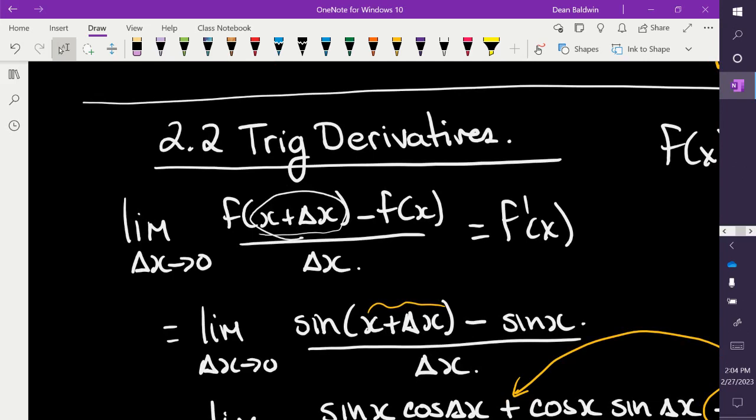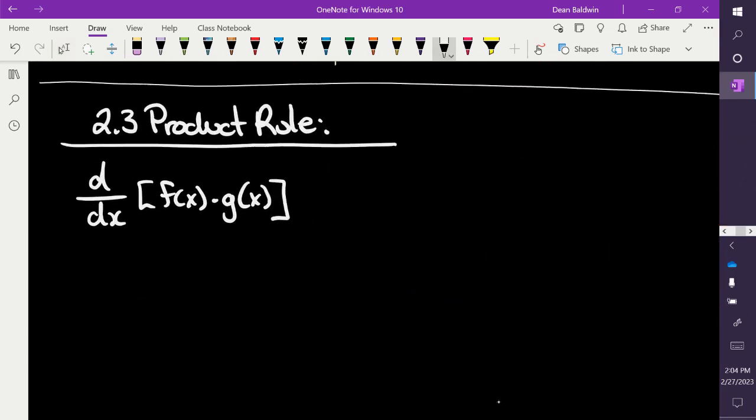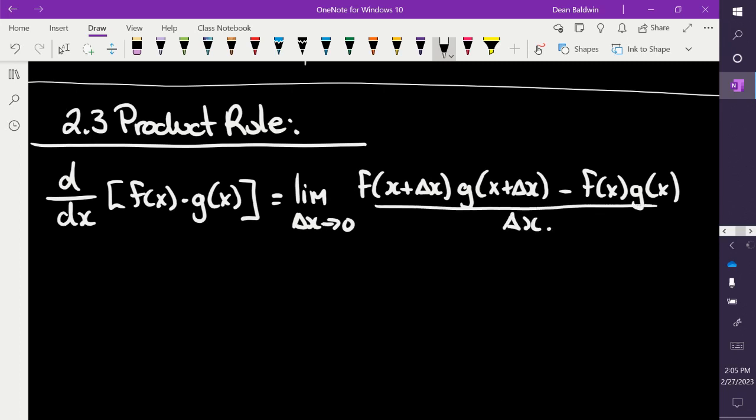Okay, so we're going to do the exact same thing except you have two functions now, f and g. So what it looks like when you apply that is you get this. The limit as delta x goes to 0 of f of x plus delta x times g of x plus delta x minus f of x, g of x over delta x. All right. So I punched it into the limit definition.